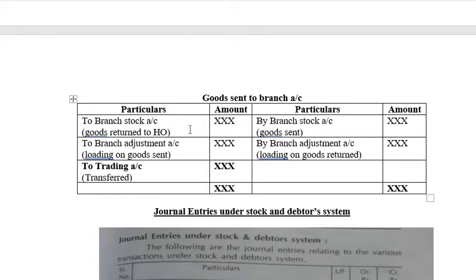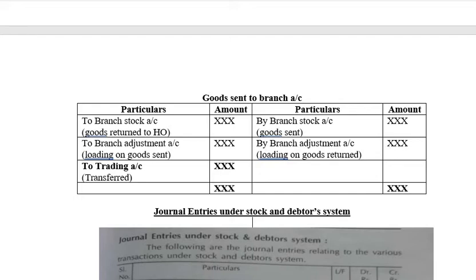This is the pro forma of the goods sent to branch account. To the debit side you have: to branch stock account, in brackets goods returned to head office; to branch adjustment account, loading on goods sent. To the credit side you have: by branch stock account, goods sent; by branch adjustment account, loading on goods returned. The difference of the total of the credit side and debit side is given to the trading account. That is nothing but a transfer.